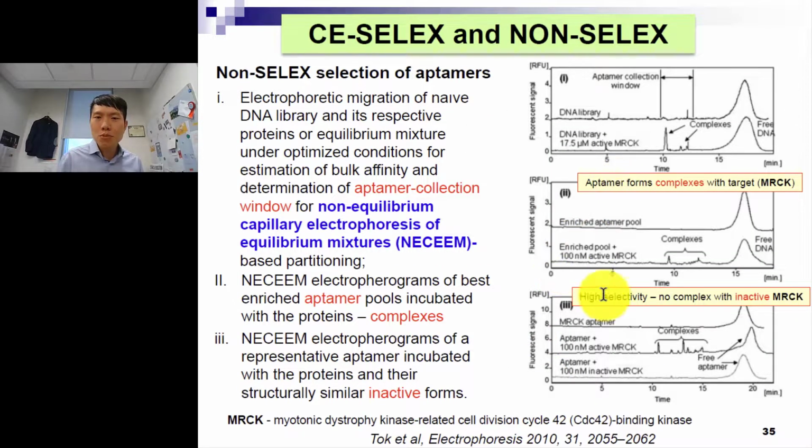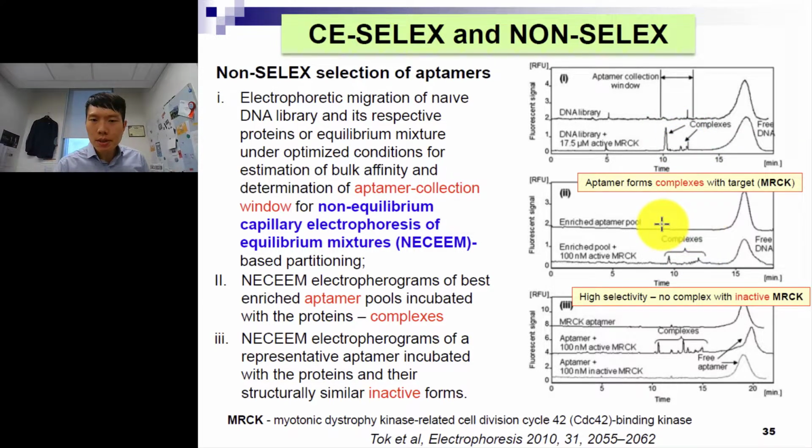Okay, here are some true examples. Here I'd like you to compare the first diagram. This is an electrophoretic diagram, where the difference between the first and second line is that the first is just a pure DNA library, and after that you have the addition of the MRCK, which is a form of this enzyme. And then you see that this is the window where you can collect your aptamer. You see some binding affinity, and then you see some signals there.